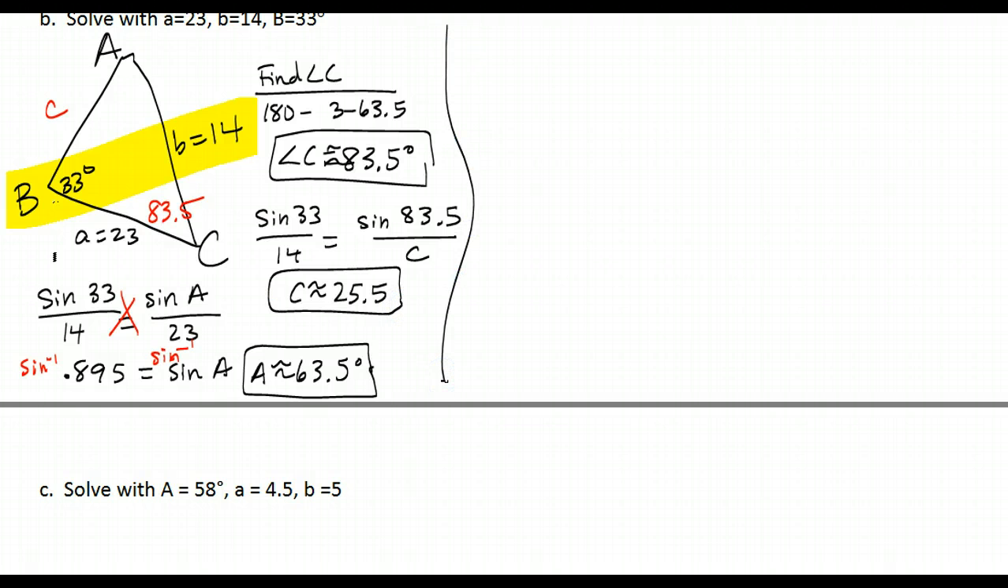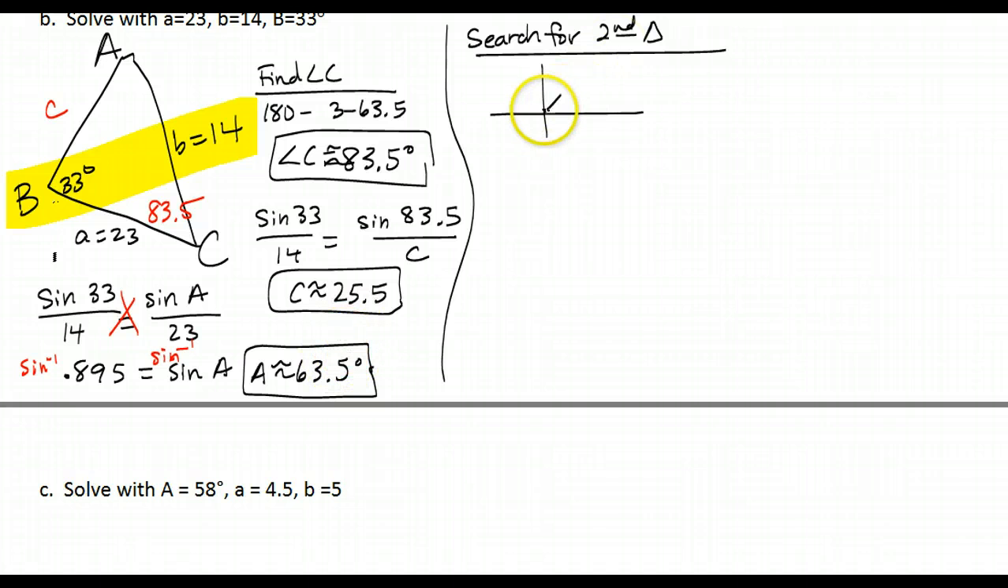Okay, so the first one, solve like normal. Now I need to search for the second triangle. And again, the thing is, in quadrants 1 and 2, and I go off of the first angle I found, which was angle A. This angle right here is 63.5. This angle here is also 63.5, the reference angle. So what angle gives me a reference angle of 63.5?